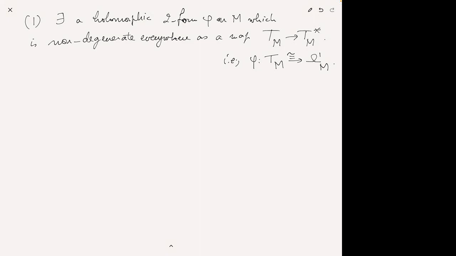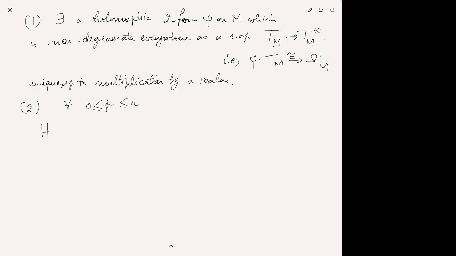So there is just a holomorphic two form like this, and it's unique up to multiplication by a complex number scalar, right? And then number two is for all p between zero and the dimension, H^0(M, Omega^{2p+1}(M)) is zero, and H^0(M, Omega^{2p}(M)) is equal to C times phi to the p. I suppose actually the uniqueness is contained in the second statement, right? So this is kind of nice.